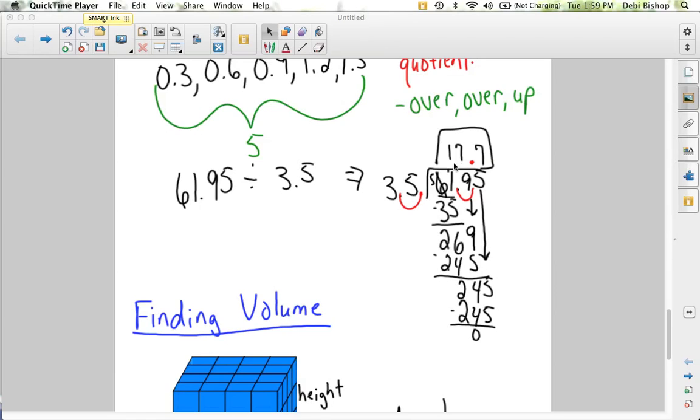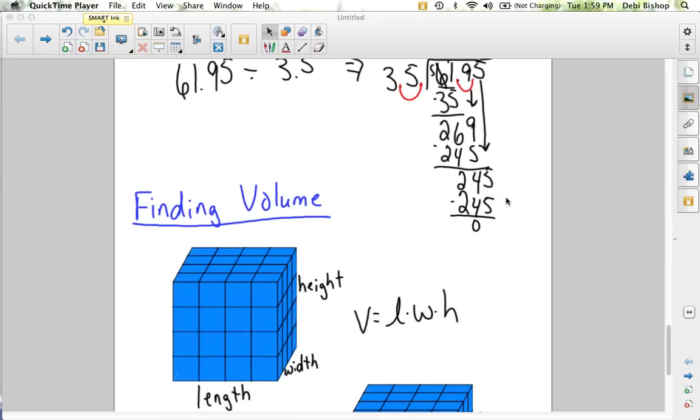35 goes into 61 one time, subtract 35, you get 26, bring down your 9. 35 goes into 269 7 times, 7 times 35 is 245, subtract, you get 24, bring down your 5, and again, 35 goes into 245 7 times with 0 remainder. So your answer is 17 and 7/10. So that's a quick review on dividing with decimals.